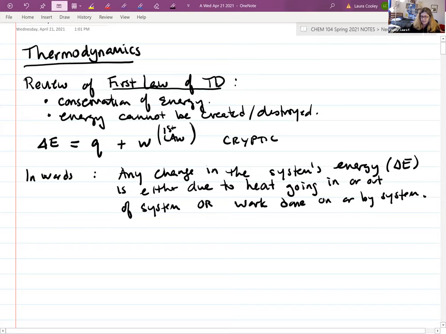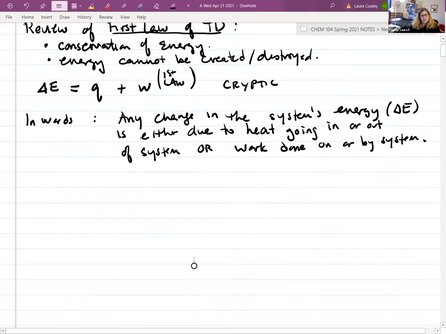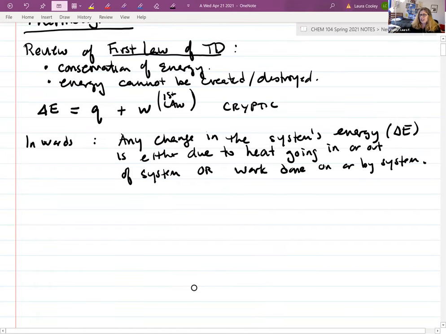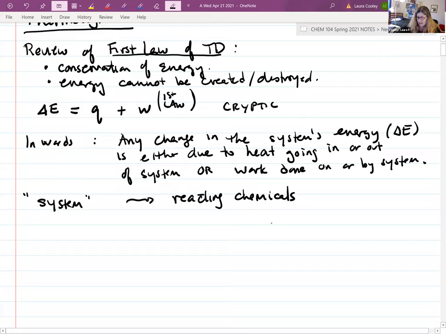Okay, so like I said, it has to do with the energy of the system, and it has to do with heat going in or out of the system and work the system might do. But it's not so clear what all this means and what a system even is. So for us, this is a chemistry course, so the system is really the reacting chemicals. It doesn't always have to be a reaction. You could have a phase change. So whatever chemicals are involved with that.